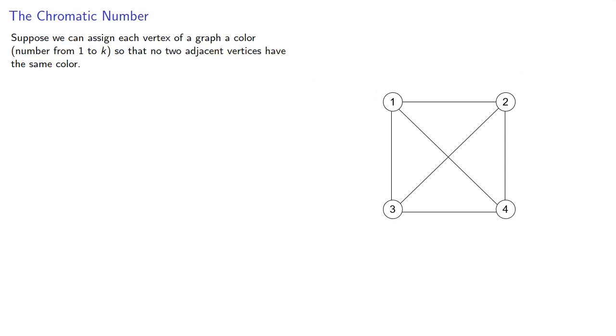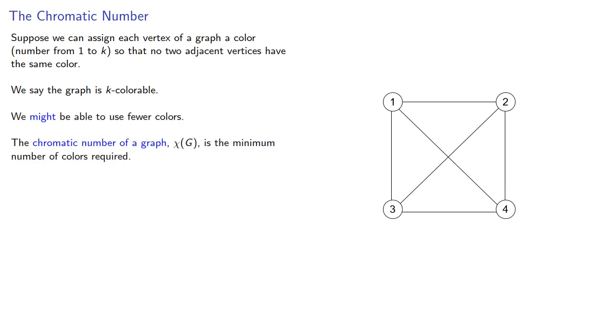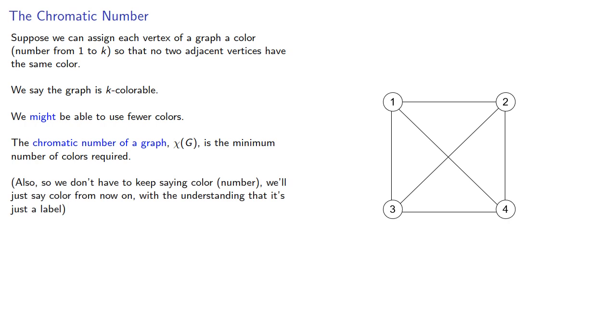Suppose we can assign each vertex of a graph a color, a number from 1 to k, so that no two adjacent vertices have the same color. We say that the graph is k-colorable. Now, we might be able to use fewer colors. The chromatic number of a graph, chi of G, is the minimum number of colors required. Also, so we don't have to keep saying color, which is to say number, we'll just say color from now on, with the understanding that it's just a label.